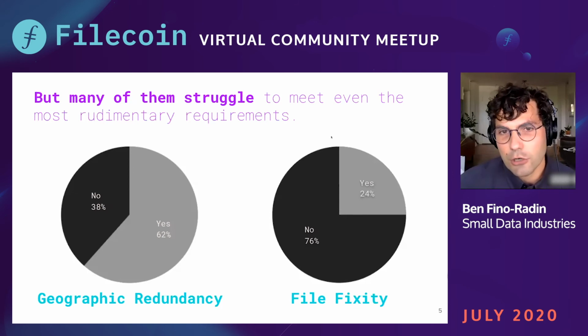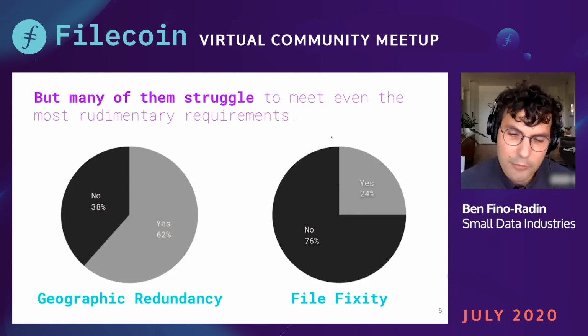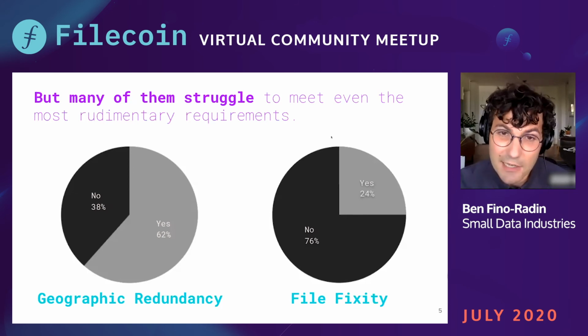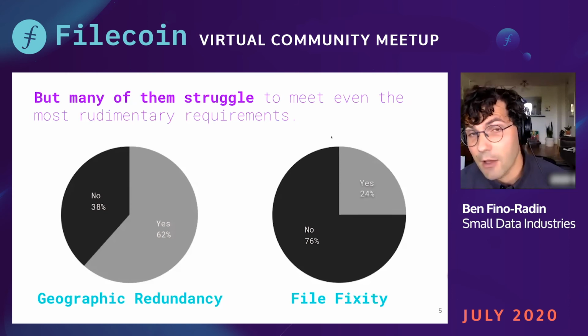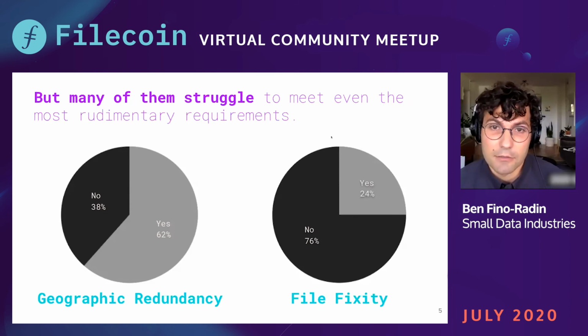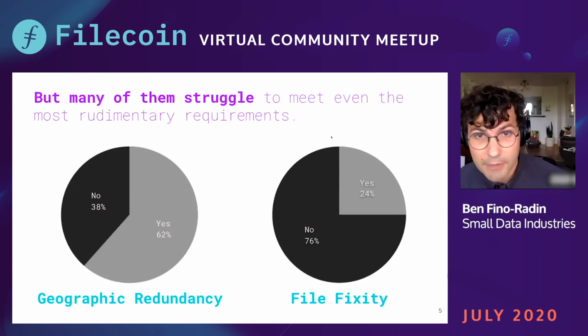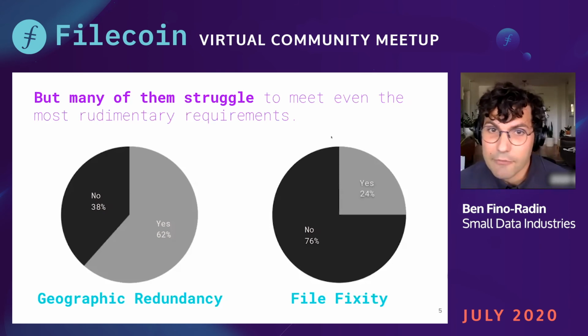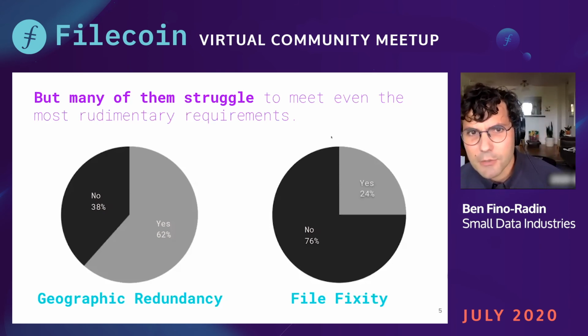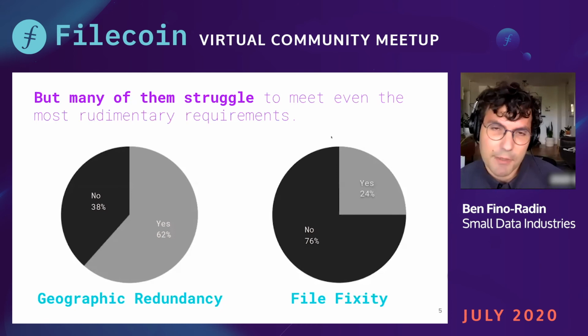And there's a term in digital preservation that we use called fixity. You can think of it as authenticity. It's the provable nature that a file hasn't changed over the course of time. In digital preservation, people typically use a checksum like a SHA or MD5. This and redundancy are the two most basic requirements.